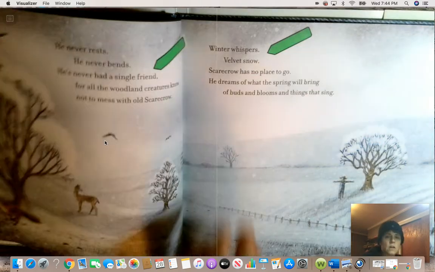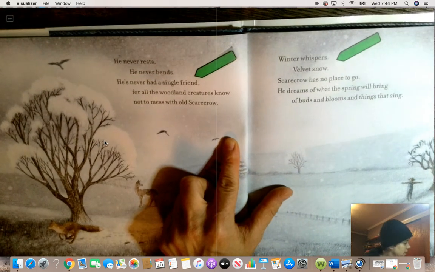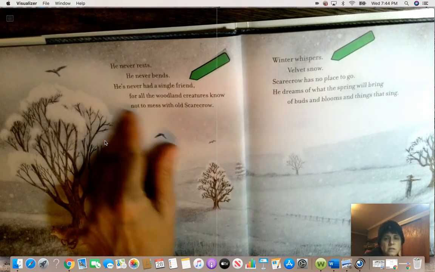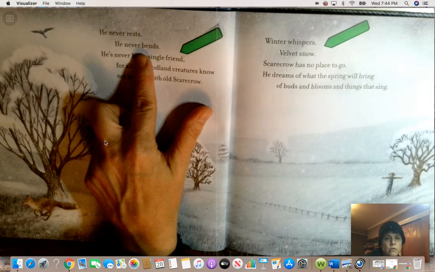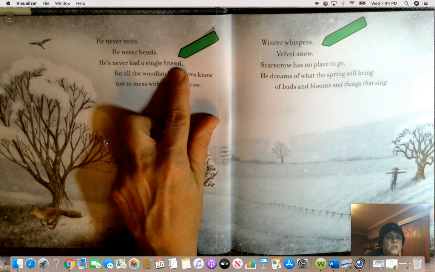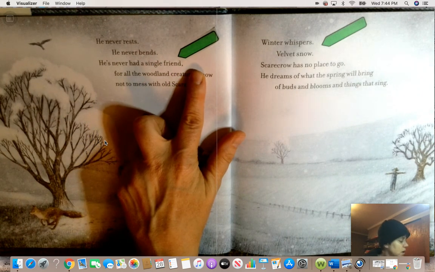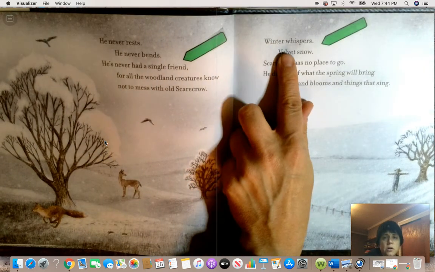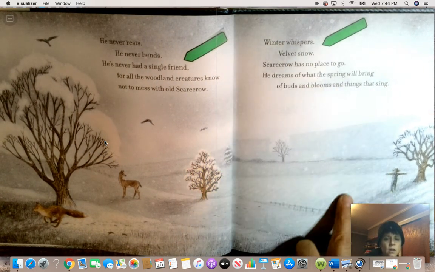And then we look here, and here's a couple more clues about the story. He never bends. That's an important fact to know about the scarecrow. So, reading and noticing these special details to get to know our characters. And then we have winter whispers. And we can see that all the way through, can't we?